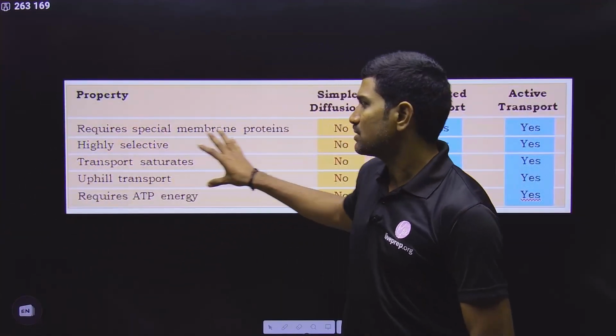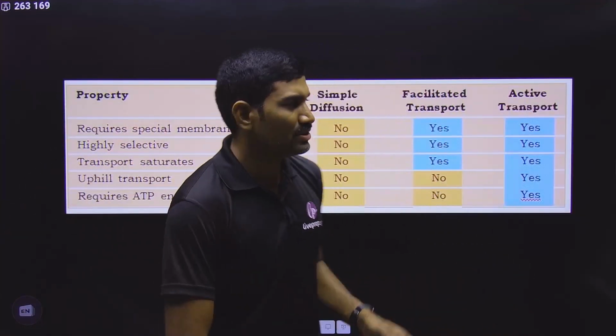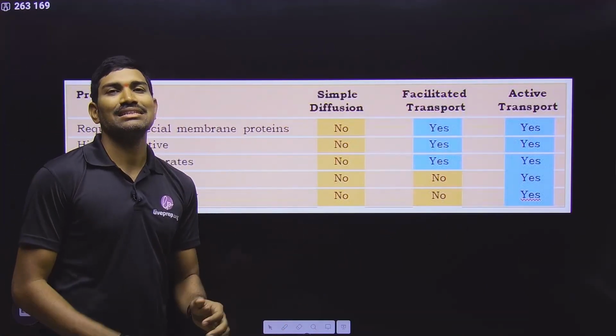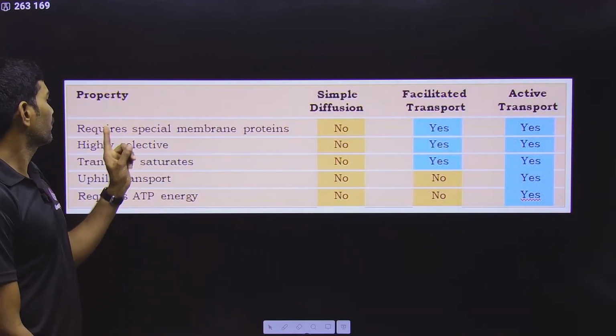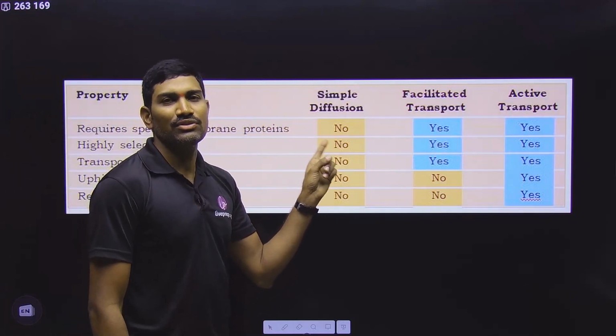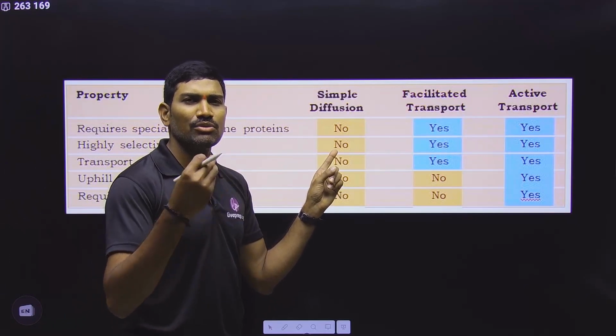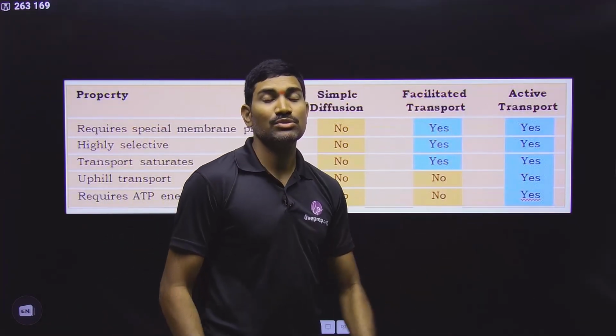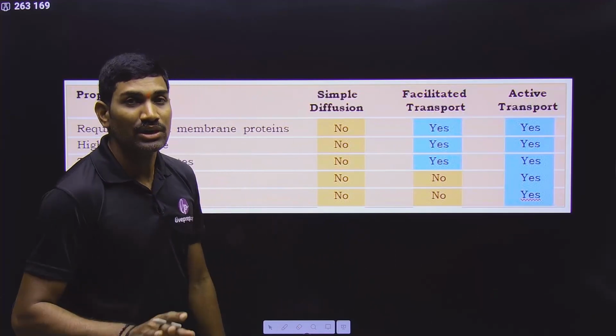Now we will simply go through this particular table. Anyhow, this was deleted in the new NCERT, but since this table is related to this content, better go through this. Requires special membrane protein. Does simple diffusion require any special membrane protein? No. Without any membrane protein, they can directly cross through. But facilitated diffusion and active transport, yes, they need membrane protein.